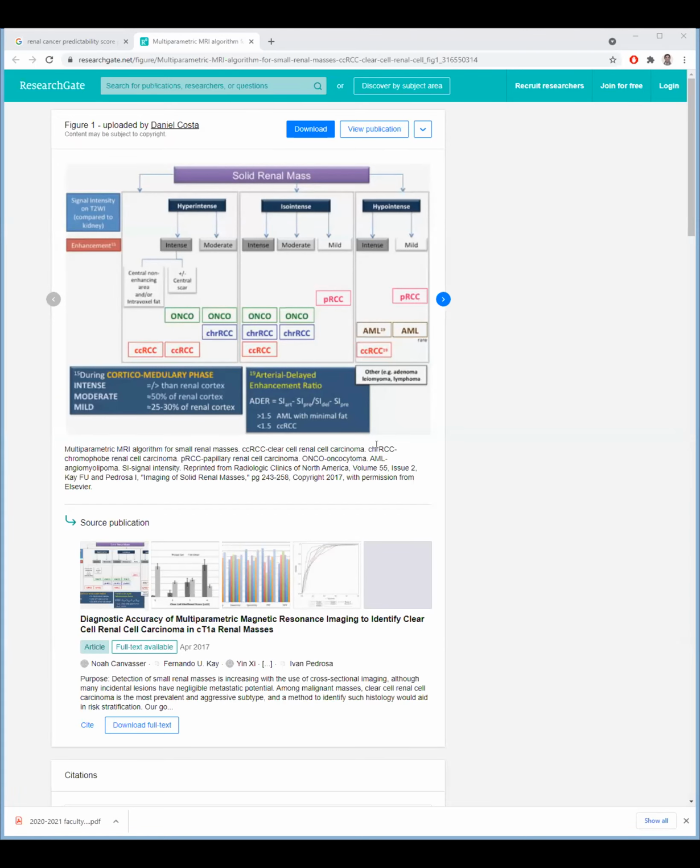So Steve, I just pulled up this predictability score, and I think this lesion would have still fallen under papillary. Yeah, I think this is the score we had shared earlier, right? I remember. So it was iso to hypointense. So at the top of that list was papillary RCC.